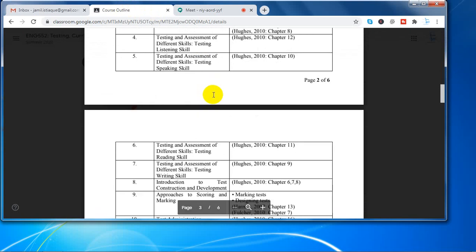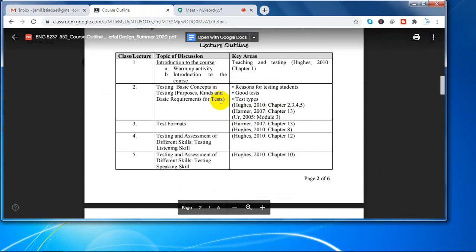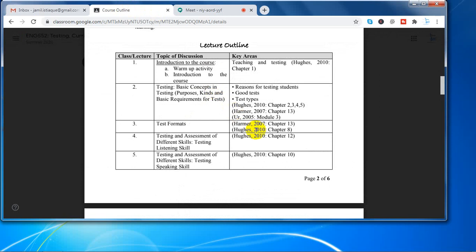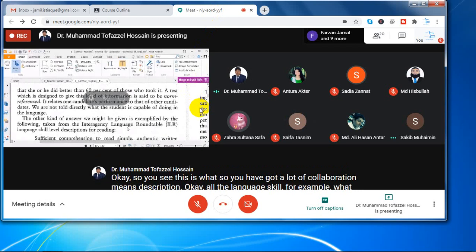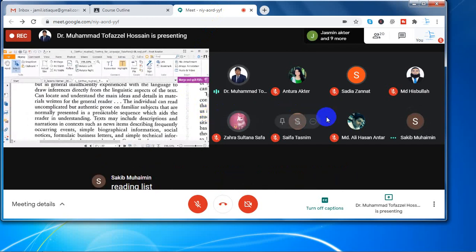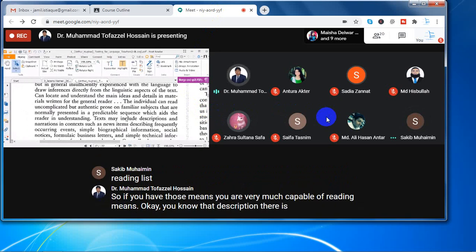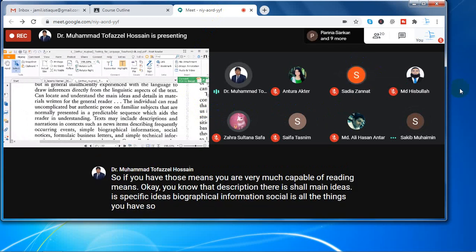Okay. So you see, you have got a lot of elaboration, means description, of the language skill. For example, what kind of language skill? Reading. So what is the skill? These are the skills, right? If you have those, you are very much capable of reading. You know the description, narration, main ideas, details, specific ideas, biographical information, social notices, all the things. We can consider that you have special knowledge in reading.